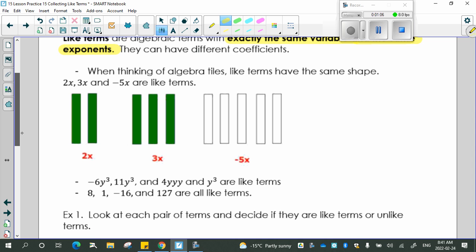So when thinking of algebra tiles, like terms have the same shape. So this could be represented as 2x here, because there's two of them. This could be represented as 3x. If we have the white ones being negative, this could be represented as negative 5x. And because they're all x's, we can group them. And actually, if we do group them together, if we add these together, does anyone know what we would come up with?